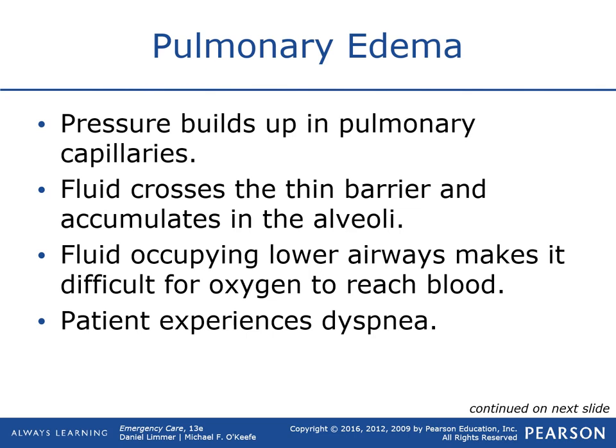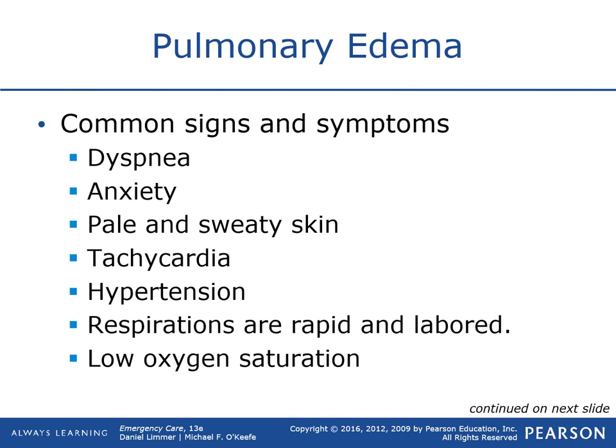So the signs and symptoms that we're looking for are general difficulty breathing signs and symptoms. So you're going to have someone who has a hard time breathing, which is called dyspnea. Breaking down the word dyspnea, dys is difficulty and the pnea is breathing, so difficulty breathing. When you have someone who has difficulty breathing, they might feel anxious. That's because their brain is recognizing it's not getting enough oxygen, which can trigger signs of anxiety.